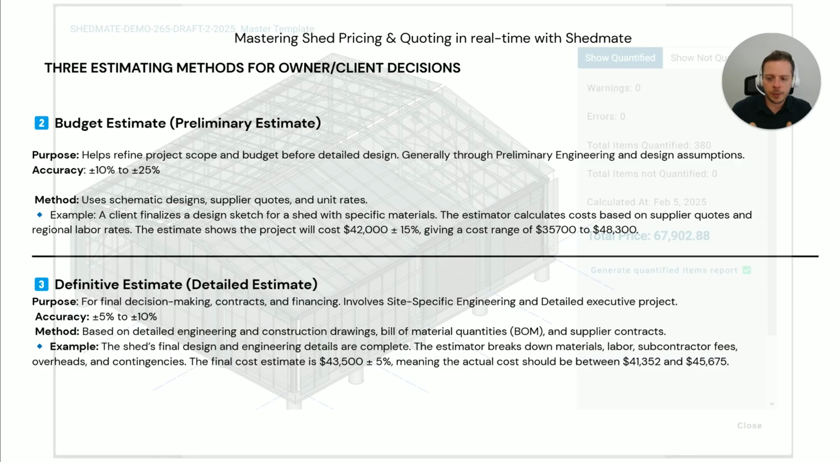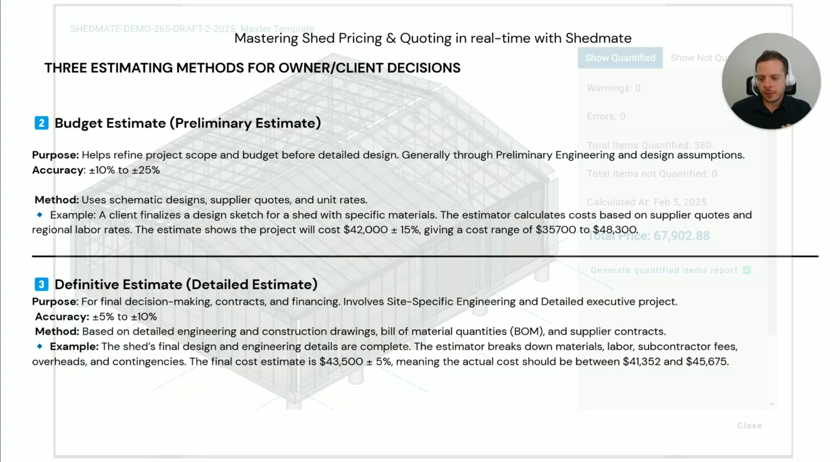So accuracy could be between 10 to 25%. Going with the same example that we did in the last one, we would estimate here for that project about $42,000, plus or minus 15%. That would give us a range of 35.7 to 48. So you can see that the range is diminishing as we're developing more and more with that shed design.